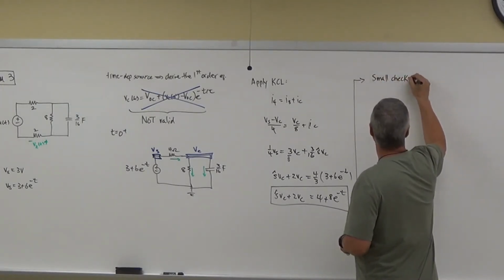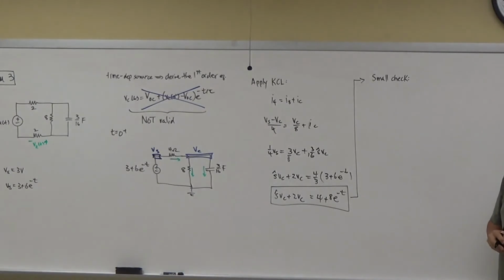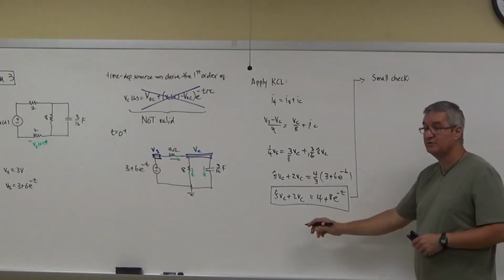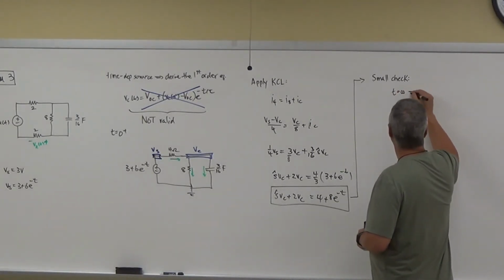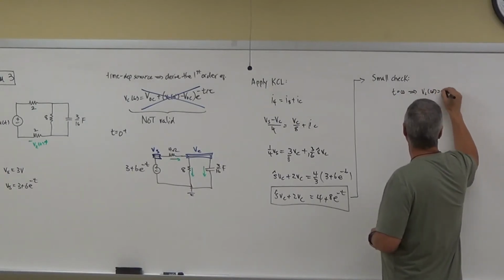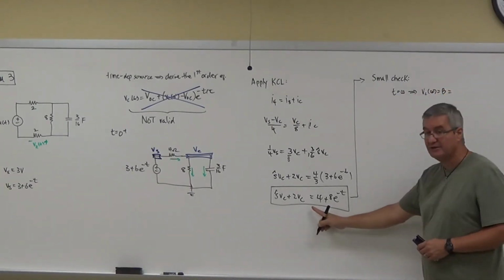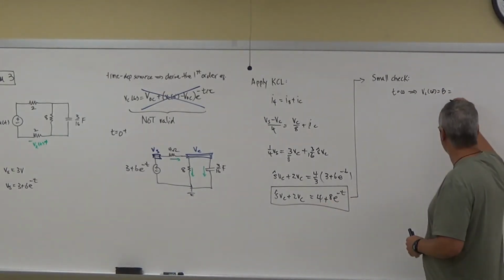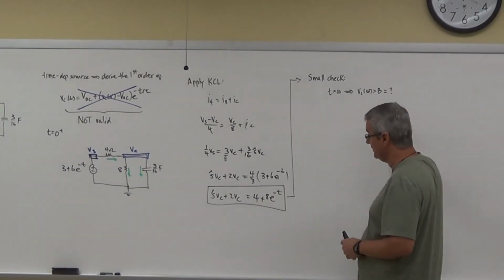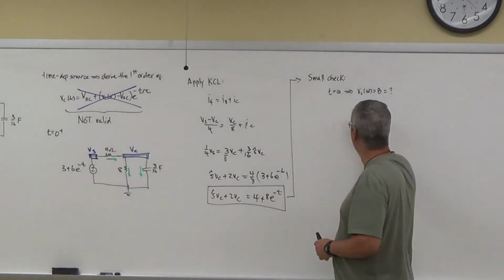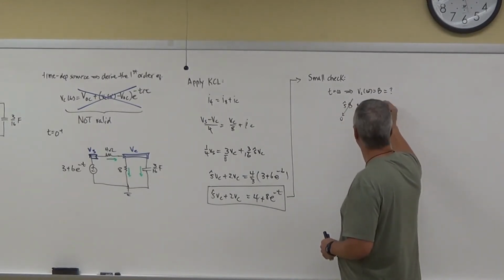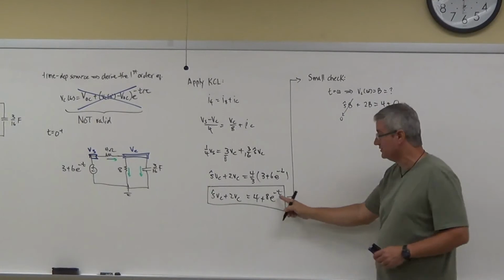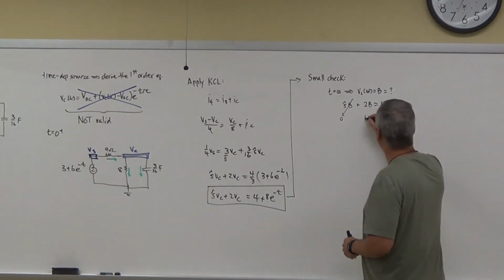So then, I'm going to just do a small check. Remember, this does not guarantee that you have the right solution here, the right differential equation. So what this tells me is that at t equal to infinity, Vc at infinity should be this B constant. If I plug this guy in here, I'm going to get S hat times B, which is 0, plus 2B equals 4, and then this guy should be 0 at t equal to infinity. So immediately that tells me that B should give me a value of 2 volts.